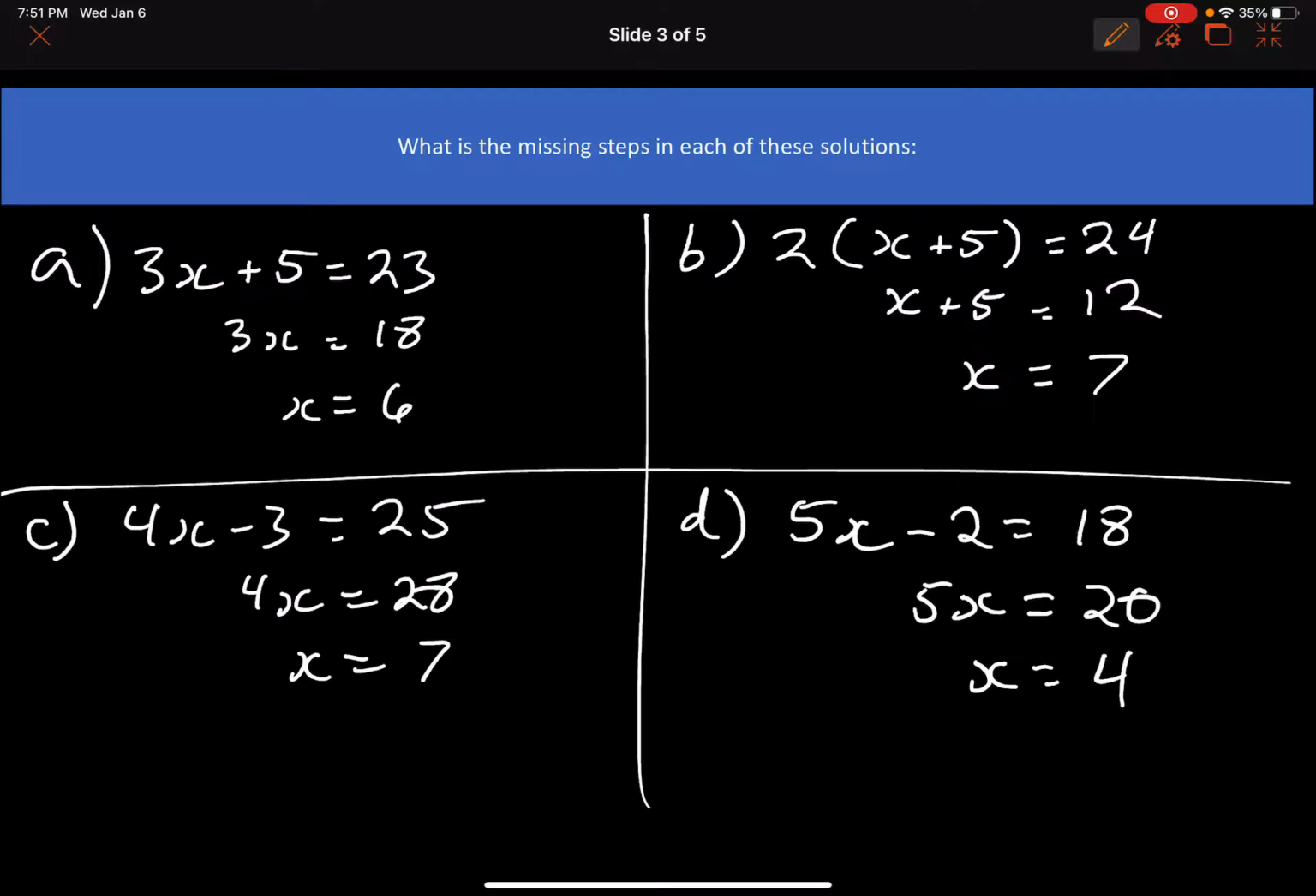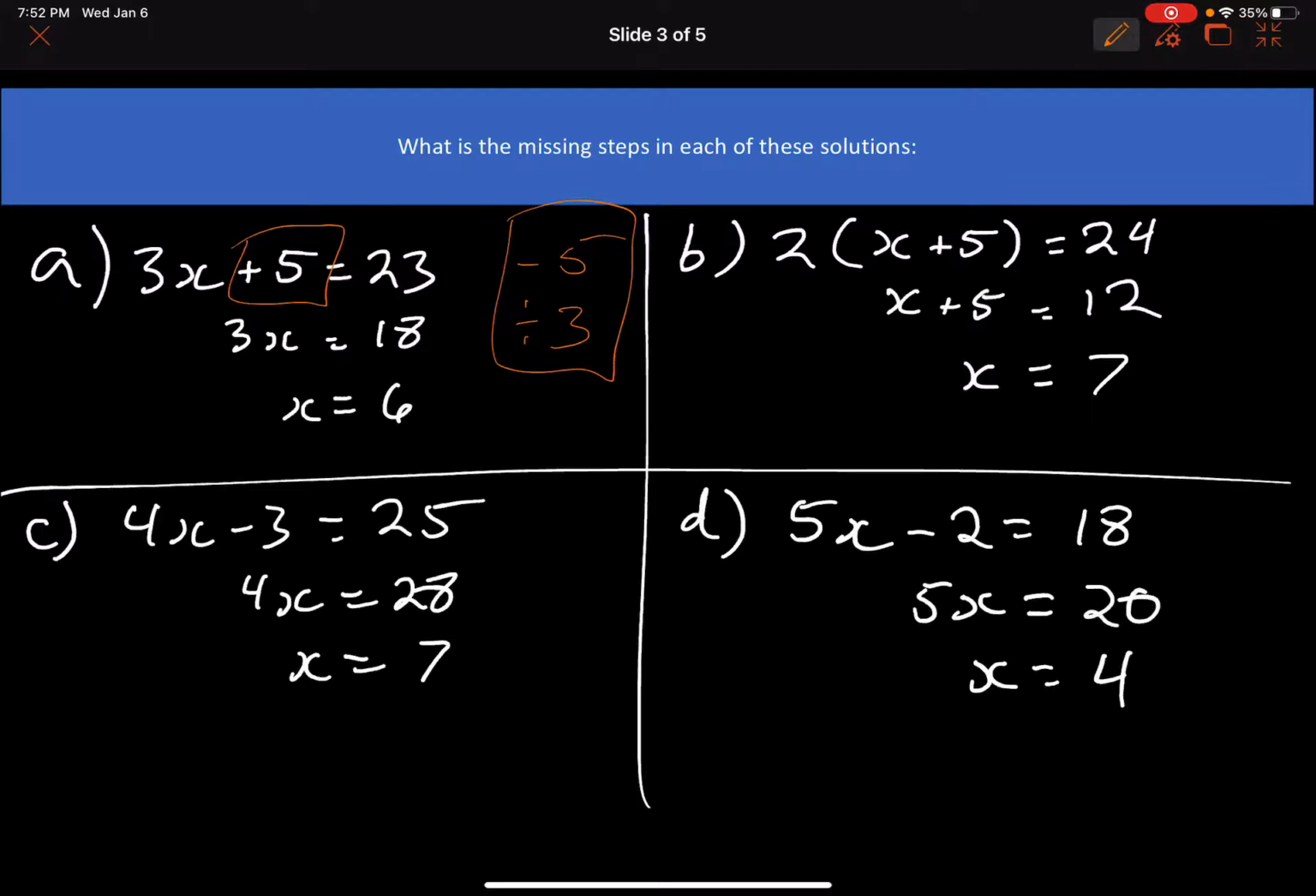So I'm going to show you this. What are the missing steps here for these solutions? If I'm looking at A, I'll walk you through this one. Obviously, the first thing that I notice is I didn't show that I subtracted 5 from both sides. And then I didn't show that I divided both sides by 3. Okay, so those are the steps that I didn't show in question A.